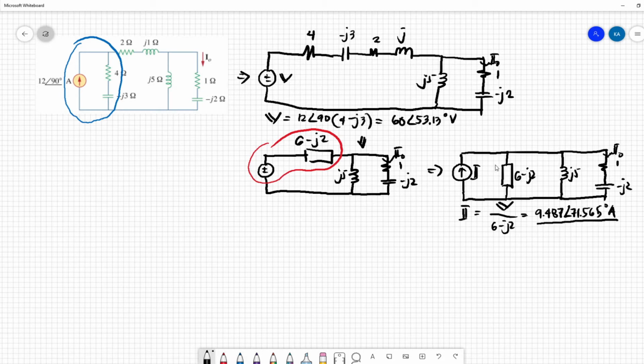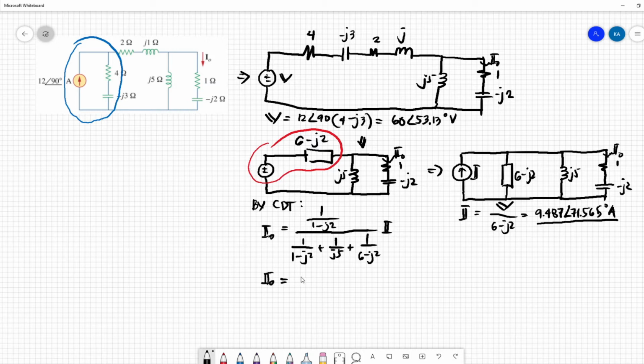Now using CDT we can solve for IO. IO is equivalent to 1 over 1 minus j2, the admittance of this branch, all over the sum of the admittances, times I. Our IO is equal to 9.864 angle of 29.462.